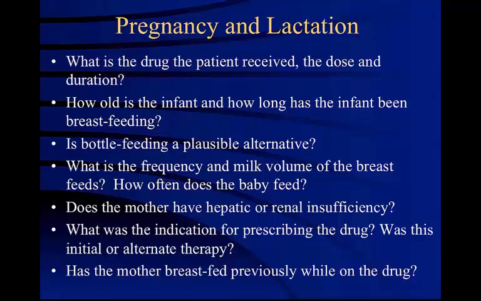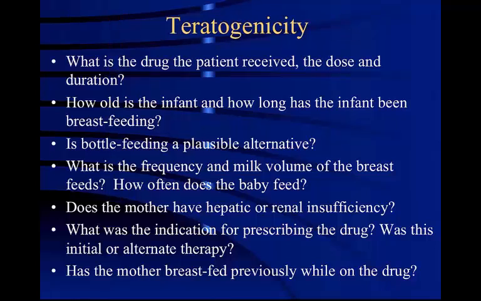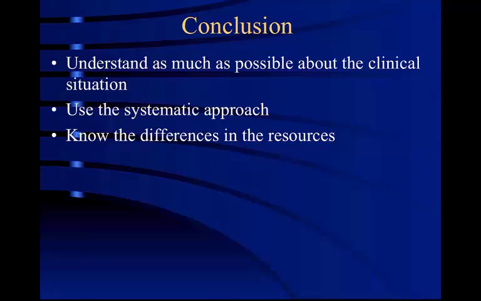Does the mother have hepatic or renal insufficiency? What was the indication for the prescribed drug? Was this the initial or alternate therapy? Has the mother breastfed previously while on the drug? For questions about teratogenicity, you want to ask about the same types of questions. And you definitely want to find out if there is a patient involved.